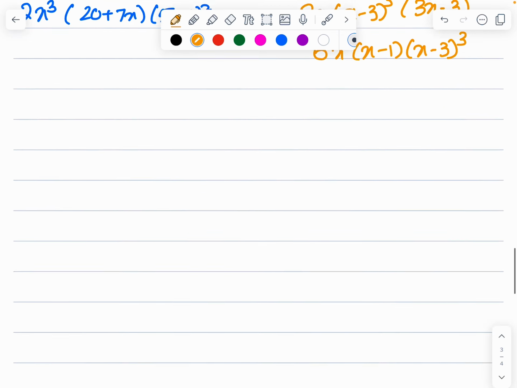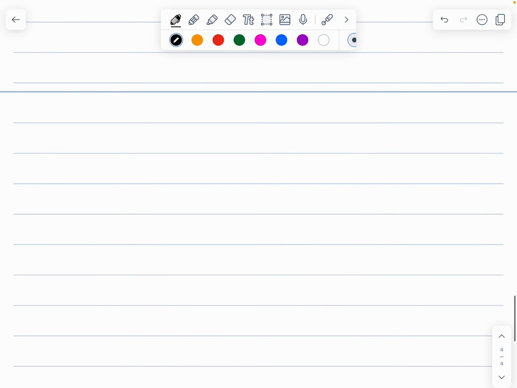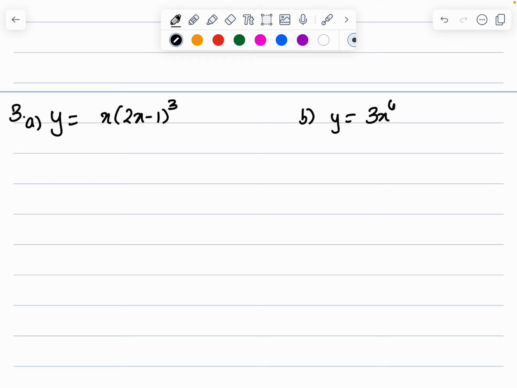Further, some other questions we will be doing out in question number 3 with next level of questions. So, part A: y equals x times (2x minus 1) whole to the power of 3. And part B: y equals 3x to the power of 4 times e to the power of 2x minus 3. So let's try to solve these two.